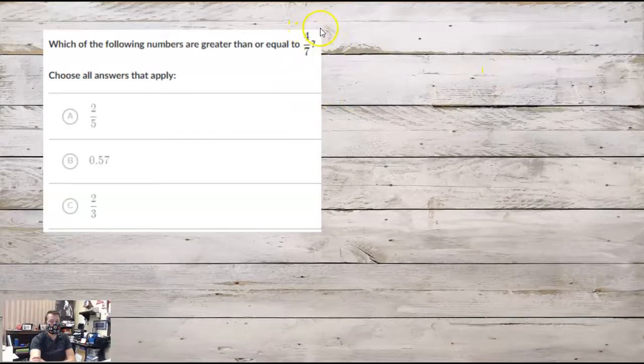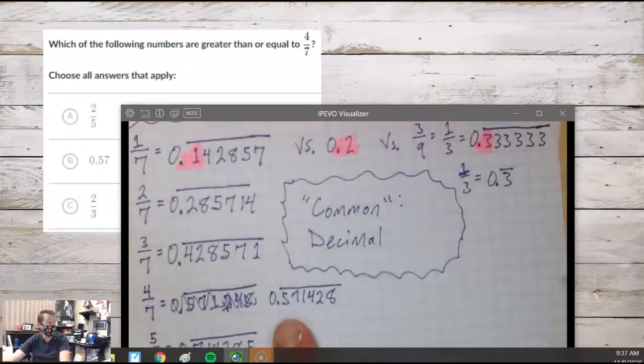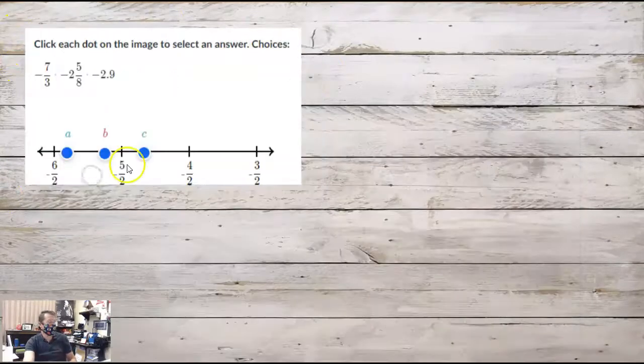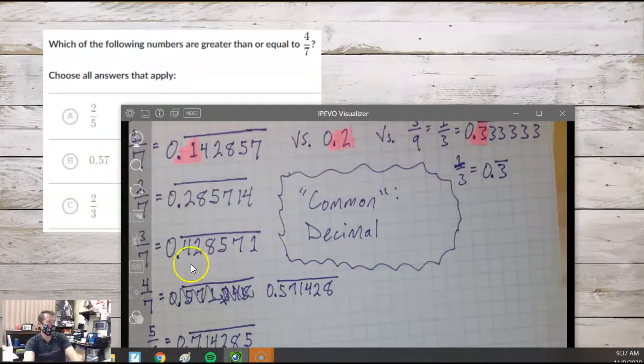Now that we talked about the sevenths, we should be able to deal with problems like this. Now that you can reference your notes, that 4/7 is actually a value of 0.571428. So this, because it has numbers after the 57, is bigger than 0.57. So 4/7 is bigger than 0.57 because it's actually 0.571428.